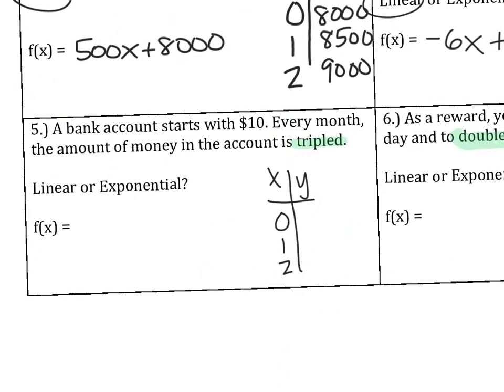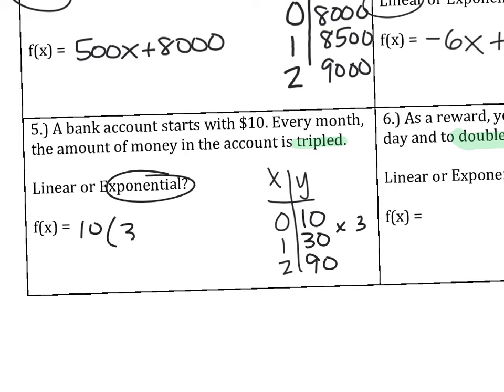Okay, a bank account starts with $10. So it starts with 10. Every month, the money in the account is tripled. So that means we're multiplying it by 3. So then the next month there will be 30, and then there will be 90. So because we're multiplying, this is exponential. So 10 is the value I started with. 3 is my rate to the x.